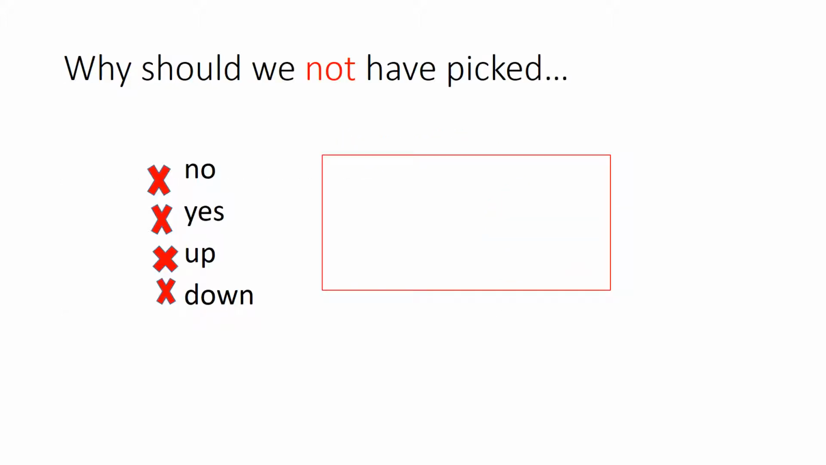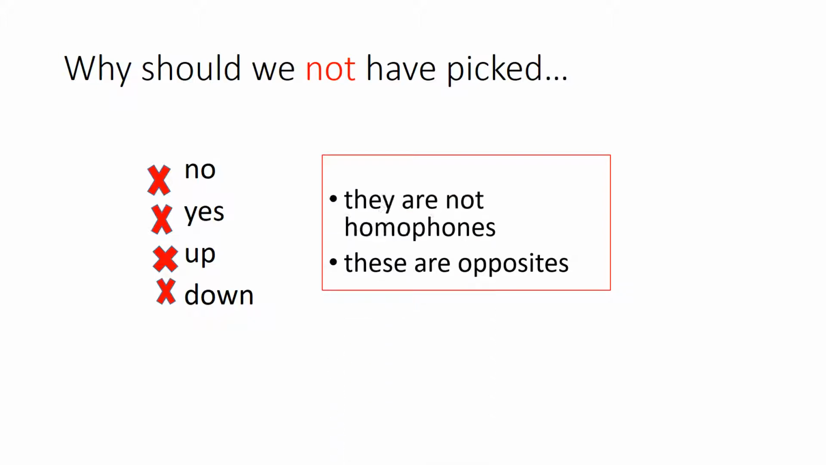Okay, so in our spelling list, we should not have picked the words no, yes, up, or down, because those are opposites. They are not homophones, because remember, we said that homophones sound the same. They're not spelled alike and they don't mean the same thing, but they do sound alike.